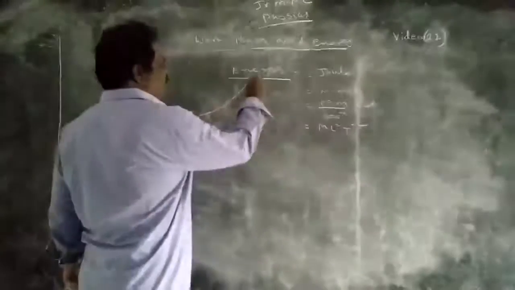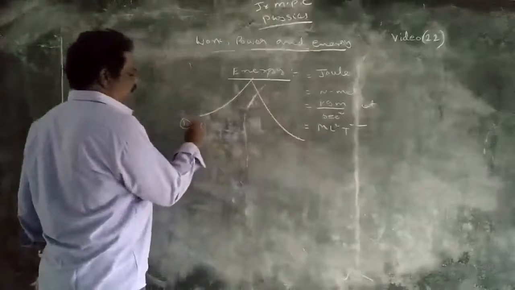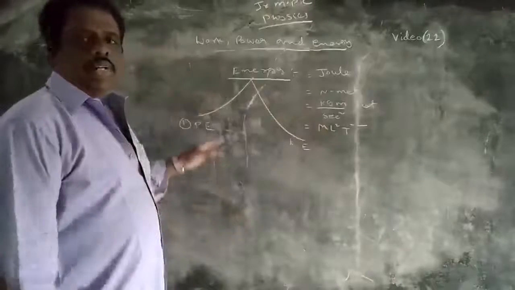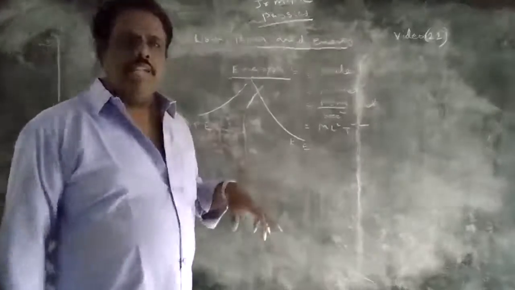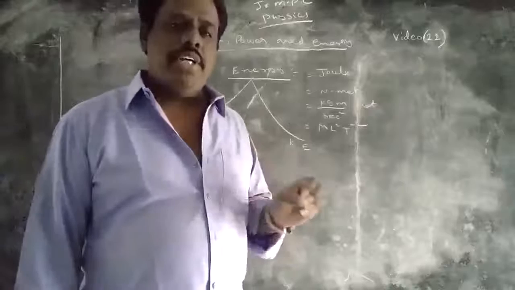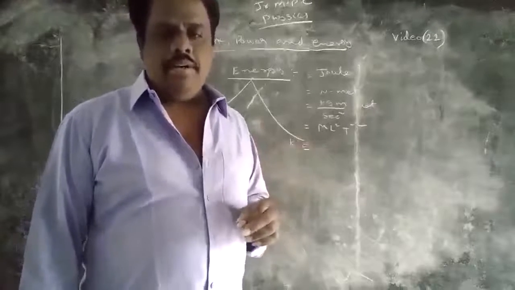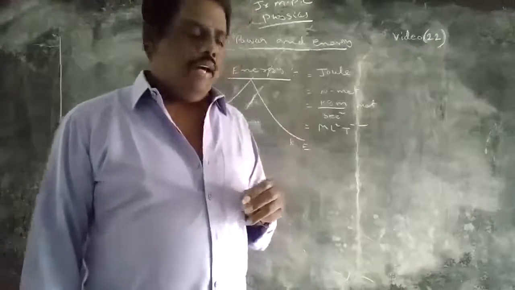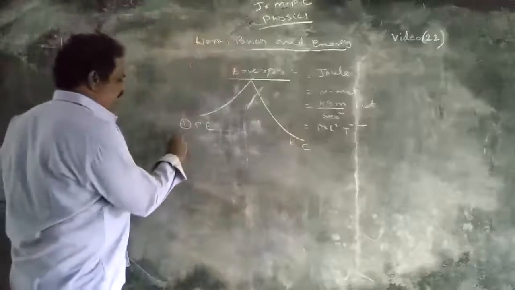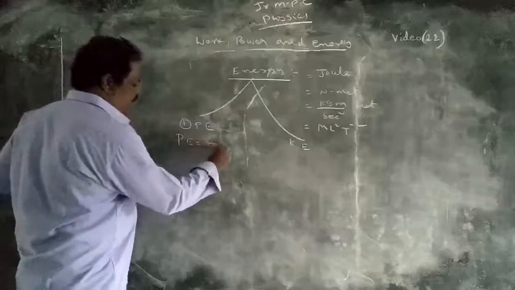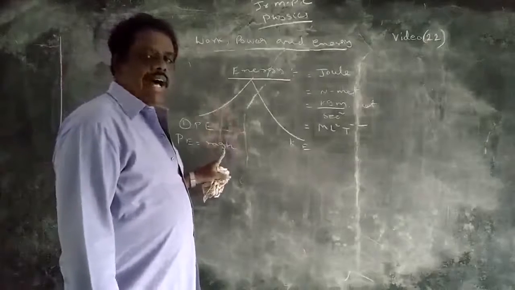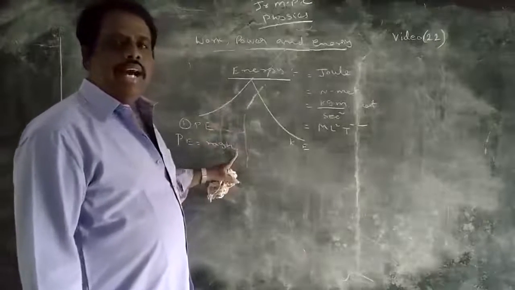So energy will be classified into two types in our syllabus: potential energy and kinetic energy. First, potential energy: energy possessed by virtue of its position or height. That means potential energy depends mainly on the height. The formula for potential energy, P.E. is equal to mgh. Here, m is the mass of the body, g is the acceleration due to gravity, h is the height.